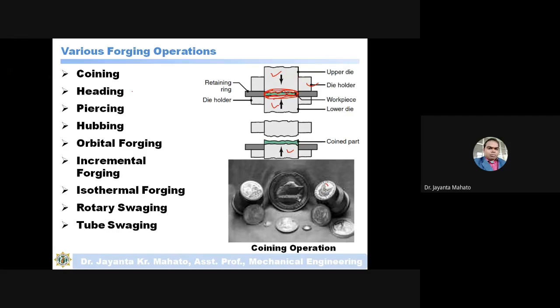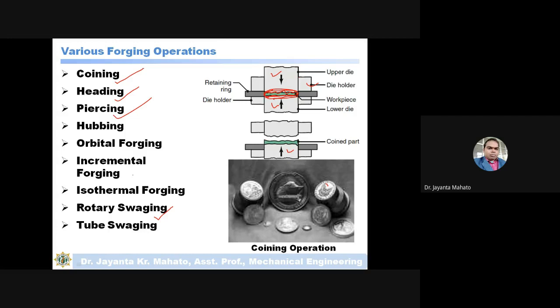I have told the coining process. Next, there is the heading process, piercing process, hubbing, orbital forging, incremental forging, isothermal forging, rotary swaging, and tube swaging. Some of the forging processes I will tell. Coining I have covered, and I will tell heading, piercing, and rotary swaging.